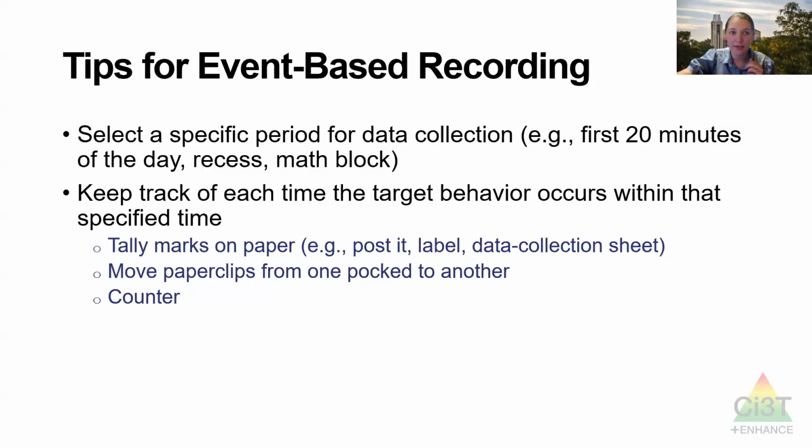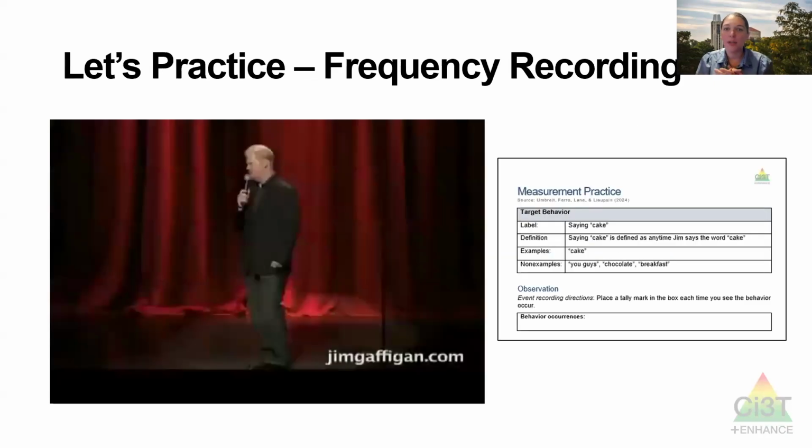So we're going to practice event-based recording, and we're going to do frequency recording. So just how many times does this behavior occur? And there is a handout that goes with this. You're going to go back to where you downloaded the handout for that last activity. You go to ci3t.org/pl. You go to that green accordion, session 7. Sorry, we're in session 7. It's the last one, session 7. And it's handout number 2. Thanks, Carrie. She just popped in the chat for you. It's handout number 2, measurement practice. And I'll give you time to download that while I'm talking.